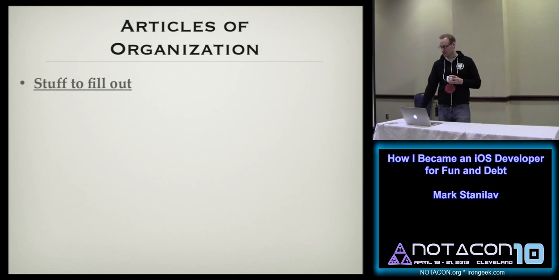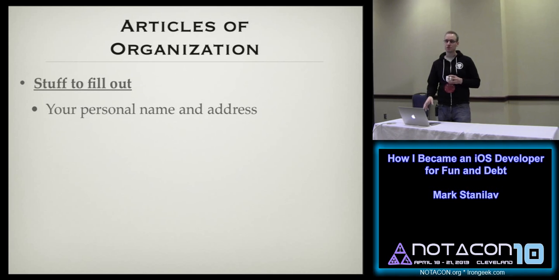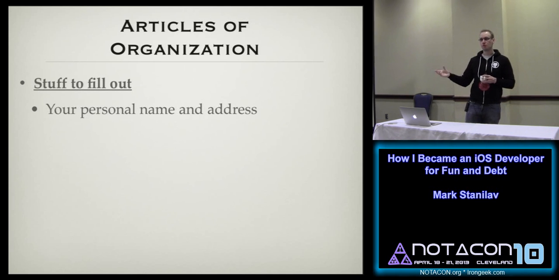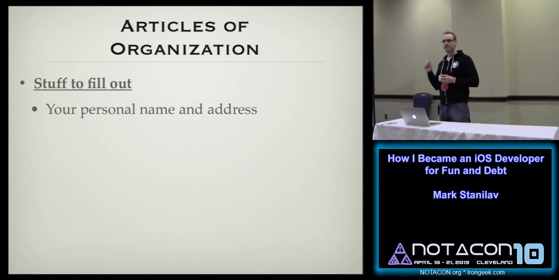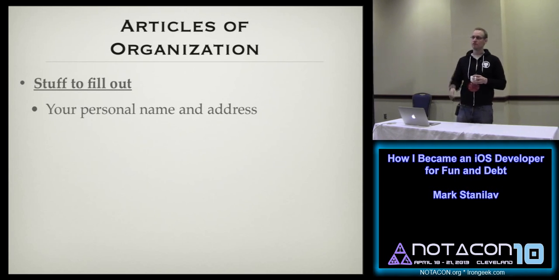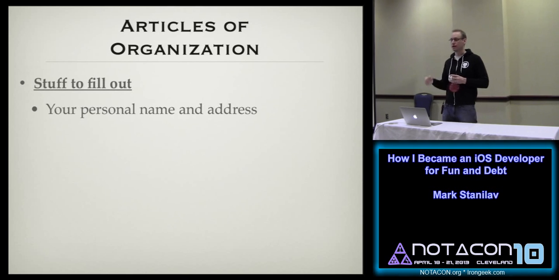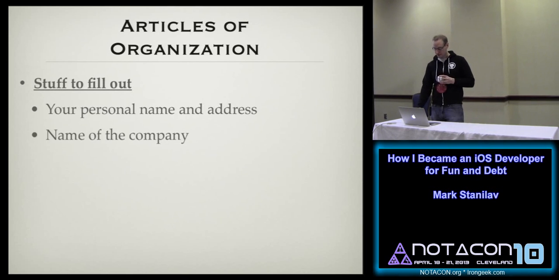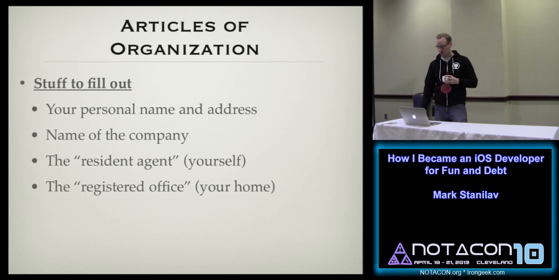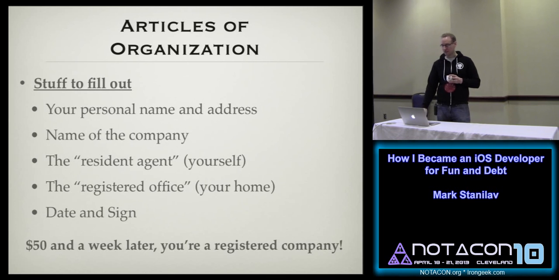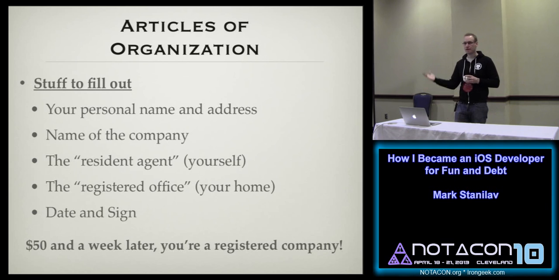So articles of organization, this is for the state of Michigan if you want to become an LLC, this is the form you fill out, send in with a little bit of cash, and this is what the state of Michigan will file, and this is what says in the state of Michigan you are an LLC now. So name and address, name of the company, resident agent, so again, if you're a small one-person company, that is you. Registered office is probably your home unless you're going to get some other designation for your office. You date and sign it, and send 50 bucks in, and a week later you are an LLC in the state of Michigan.